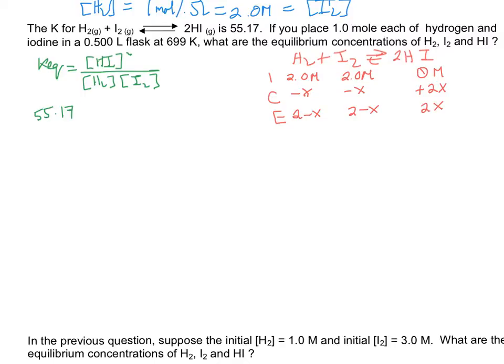So let's plug these back into our equilibrium expression. Our KEQ is 55.17. Our HI concentration is 2X, so that's 2X all squared, which is really 4X squared, divided by 2 minus X times 2 minus X. I'm going to give you a minute to go ahead and plug it into your calculator to solve for X here.